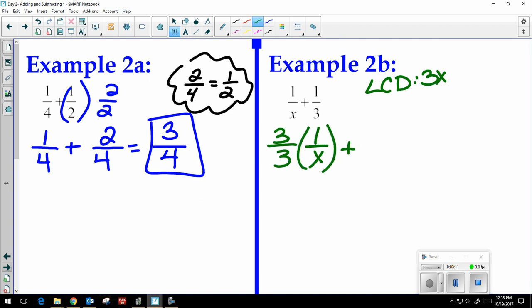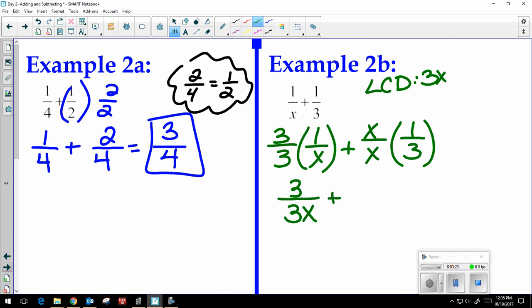The second fraction has a 3 in the denominator. It's missing an x. So I'm going to multiply by x over x. So I'm going to get 3 over 3x plus x over 3x. Now I have common denominators, so I'm going to keep my common denominator. And then I'm going to add. 3 plus x is 3 plus x, or x plus 3, either way. And then just like in the last one, you want to check to see if you can reduce or simplify. But in this case, I can't because nothing can be factored.